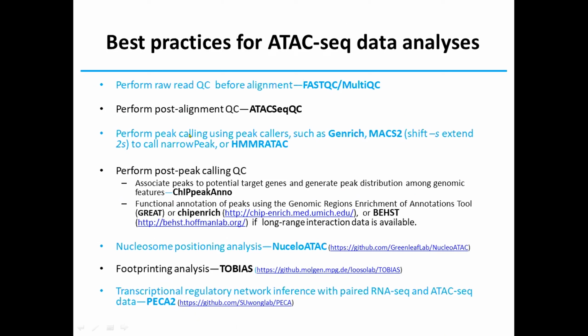To call the peaks for the open chromatin region, we recommend a few peak callers, such as Genrich and MACS2, which use the shift and extend options to call peaks. More recently, there is an ATAC-seq specific peak caller called HMMRATAC, which requires lots of computing resources like RAM, so it's kind of slow. So if you have a good cluster, you may try this one.